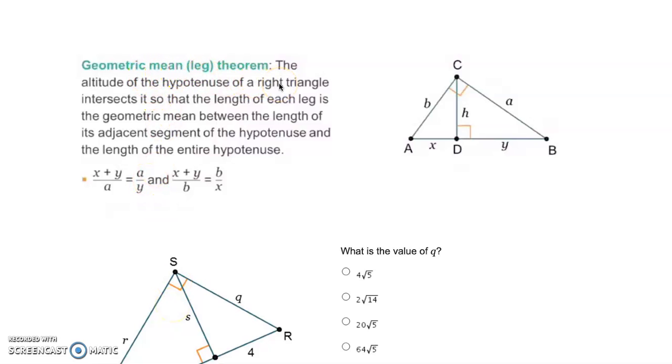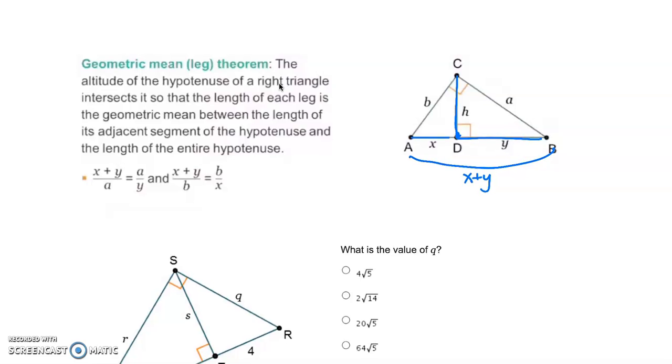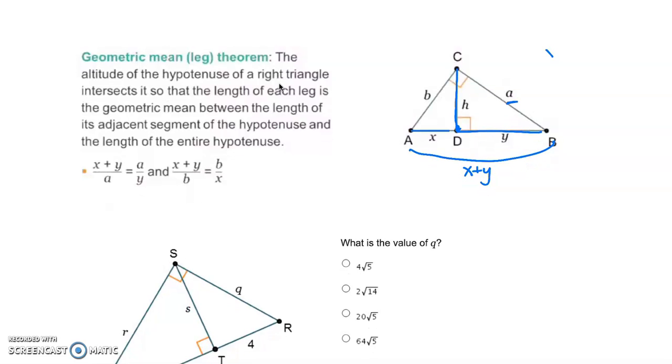And what this says is if the same thing, if we draw an altitude, we're going to cut this hypotenuse into 2 segments, x and y. But this time we're going to take the whole hypotenuse, which is x plus y, and we're going to put it over the value of the leg. So x plus y over the leg is equal to the value of that leg over just the segment of the hypotenuse that it is part of that smaller triangle.